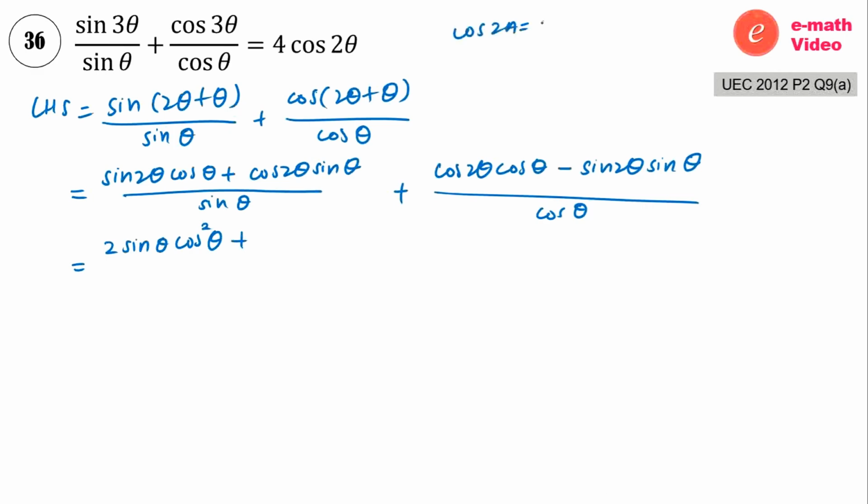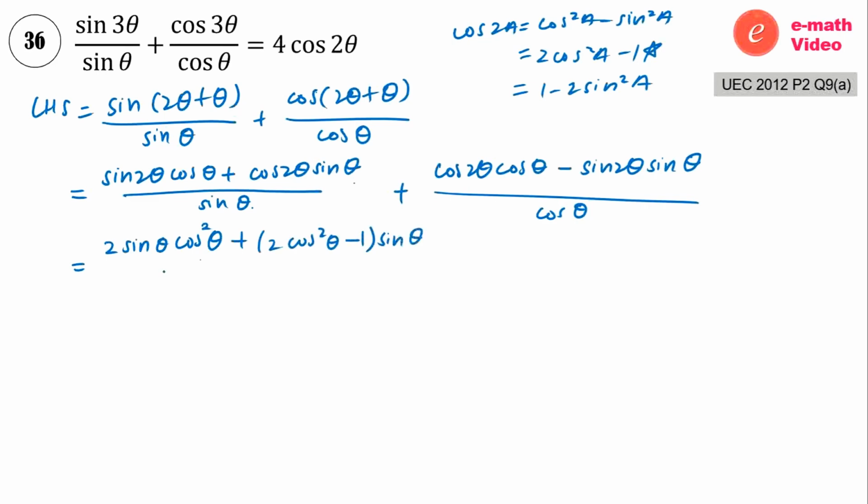Cos 2a equals cos square a minus sine square a, or 2 cos square a minus 1, or 1 minus 2 sine square a. Which one should we use here? Because as you can see later, this sine and this sine theta will cancel, and we have a cos square here. So I will choose the second one. 2 cos square theta minus 1 times sine theta over sine theta.